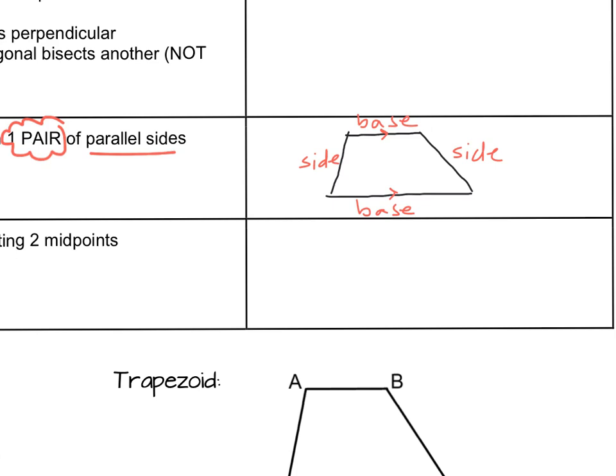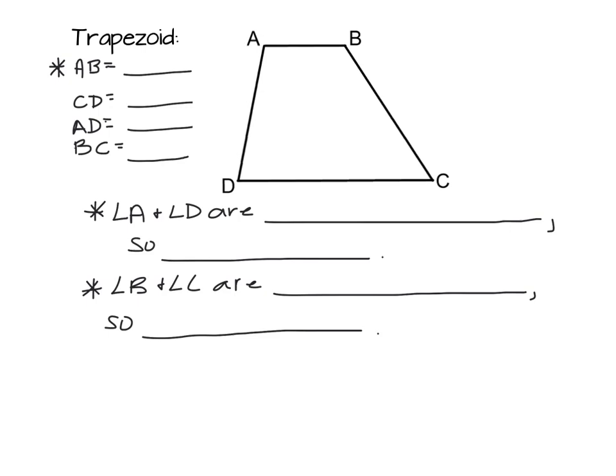Down below, let's go ahead and get a little bit more specific with some of the particular characteristics inside the trapezoid. Looking at this picture down below, ABCD is a trapezoid. By definition, we can put an arrow on segment AB and an arrow on segment DC. That means they're parallel to each other.